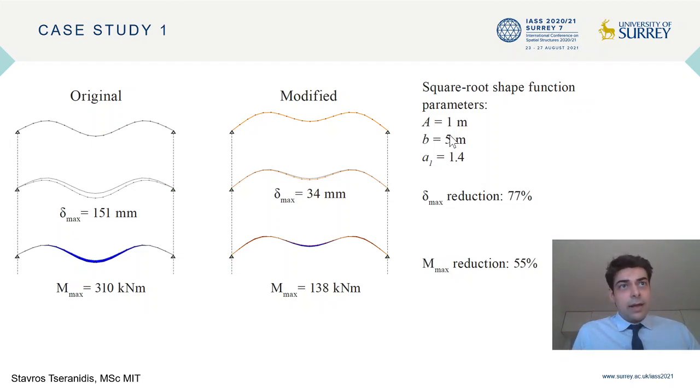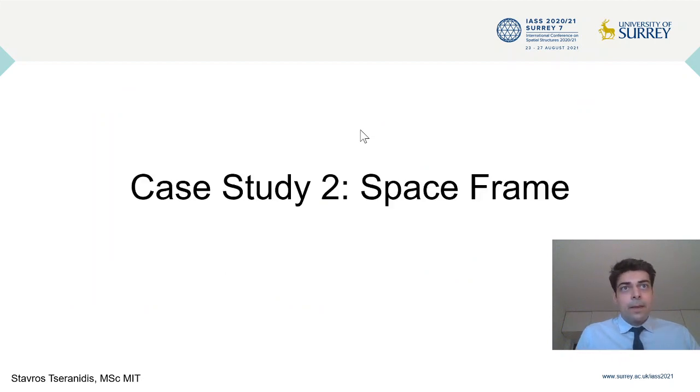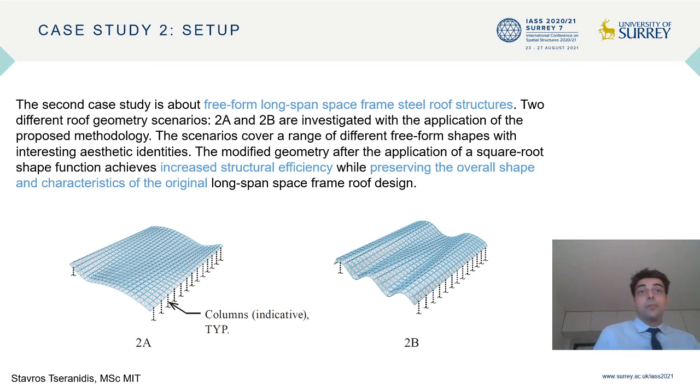The maximum height increase was 1 meter, and yet a reduction in the maximum deflection under live loads of 77% was achieved, and also the maximum moment was reduced by 55%, while you can see the shape of the sinusoidal form has been preserved. Now, for the second case study, I want to show some space frame long span roof structures.